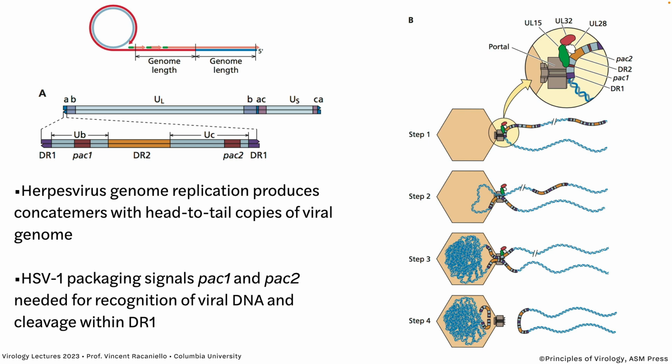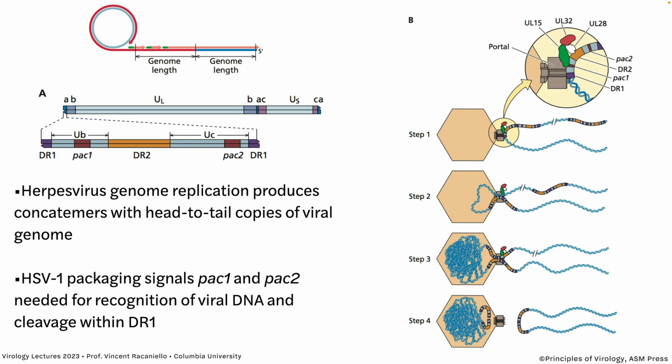You may have been wondering when we talked about this the other day, how do you get from the toilet paper to individual sheets of toilet paper, right? Because that's what we're talking about. We're going to tear them apart, basically. So the individual genomes have at their left end packaging sequences. PAC1 and PAC2 are two essential packaging sequences that are needed for recognition by the capsid.